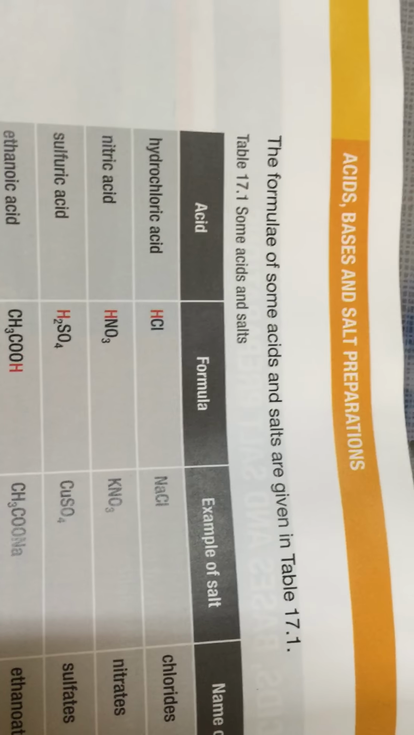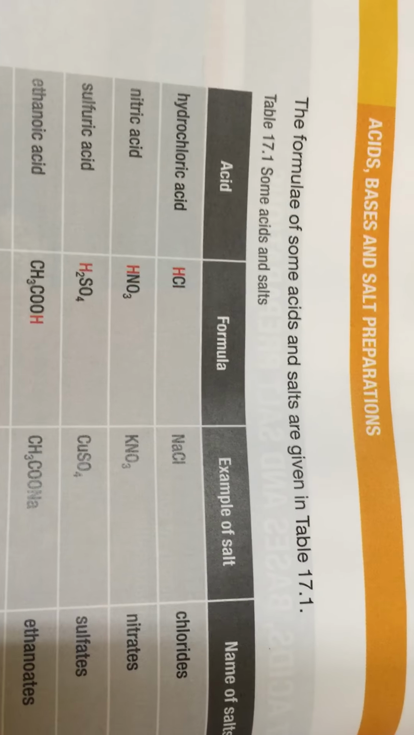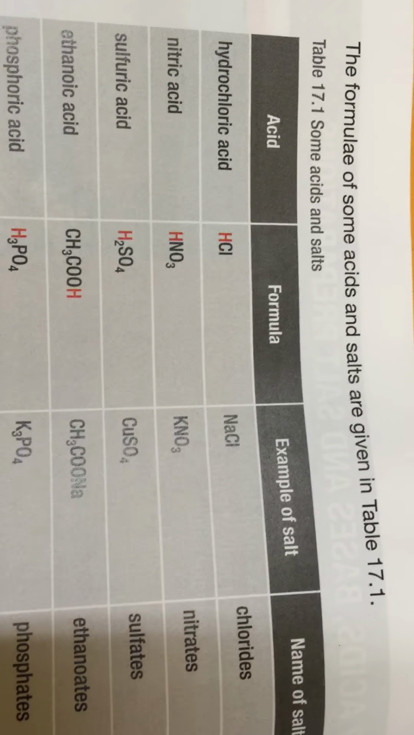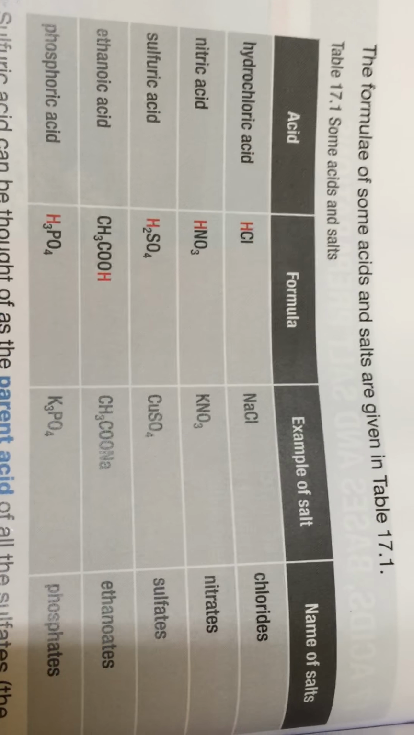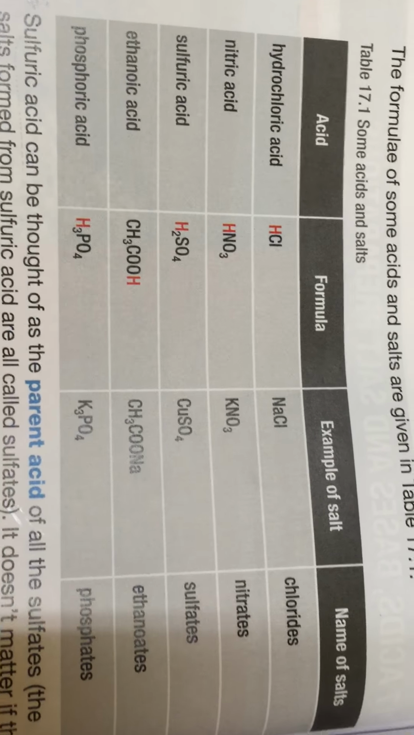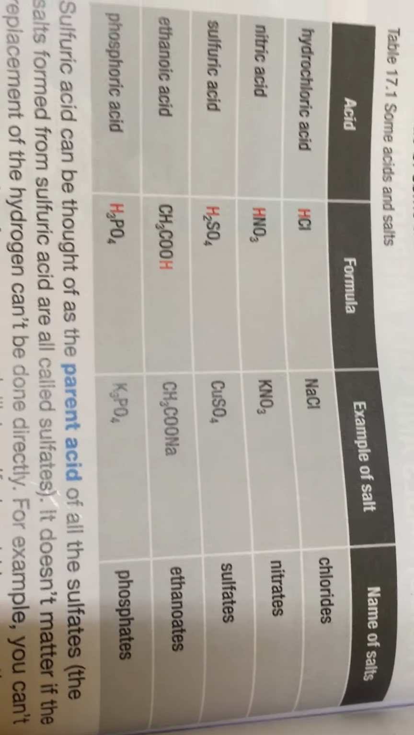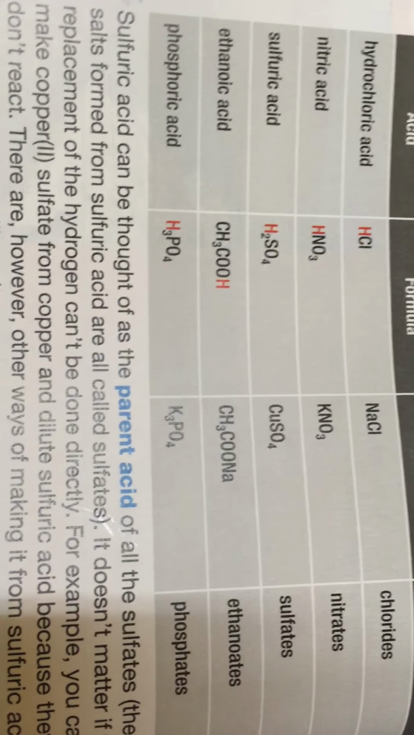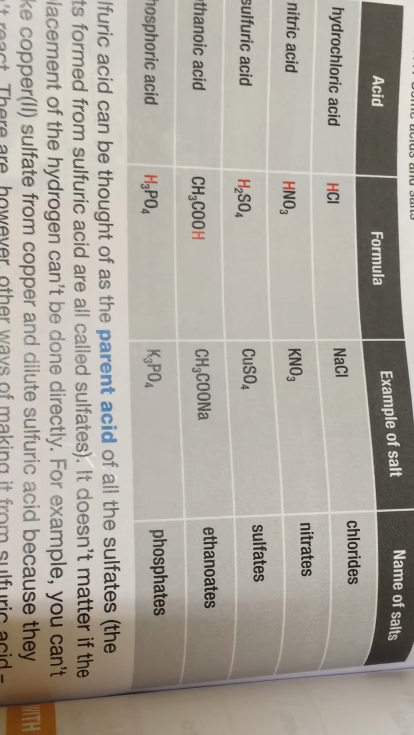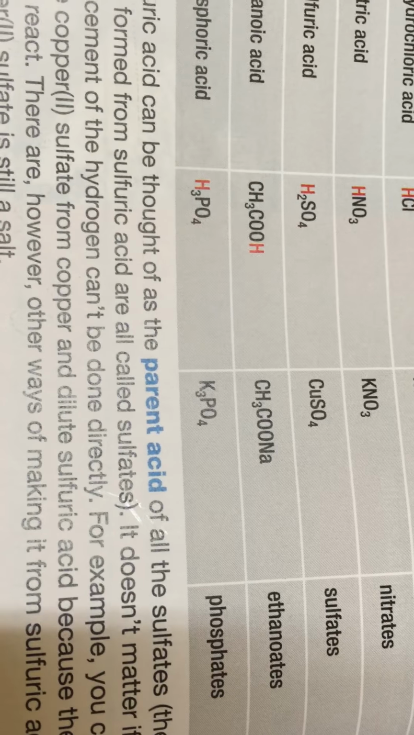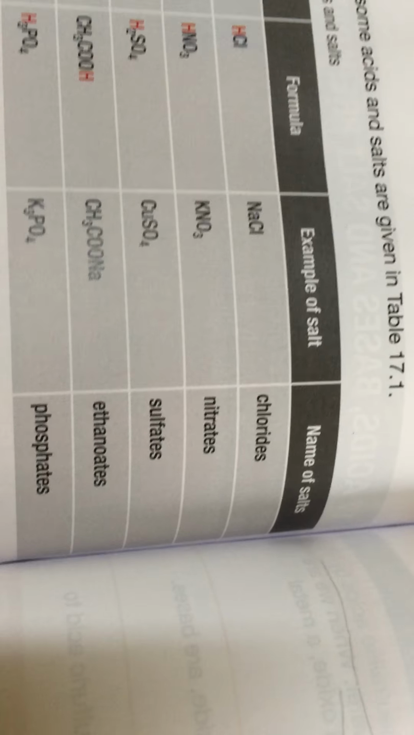You have to know the name of the salt. A salt of hydrochloric acid is called chloride. A salt of nitric acid is called nitrate. The salt of sulfuric acid is called sulfate. The salt of ethanoic acid is called ethanoate, and the salt of phosphoric acid is called phosphate. This is what we call the parent acid: hydrochloric, nitric, sulfuric, ethanoic, phosphoric. The salt is produced according to the name of the parent acid.